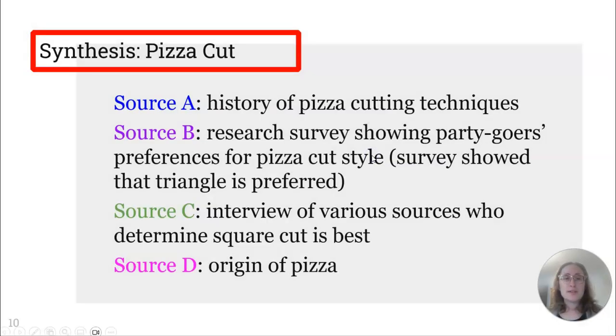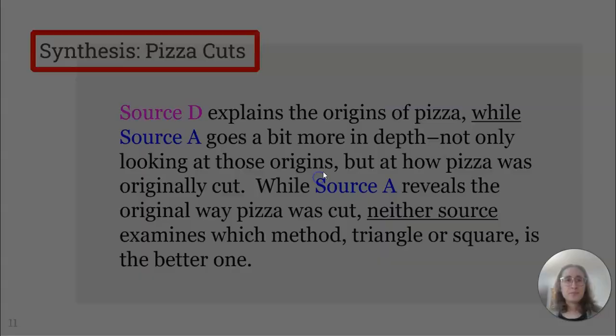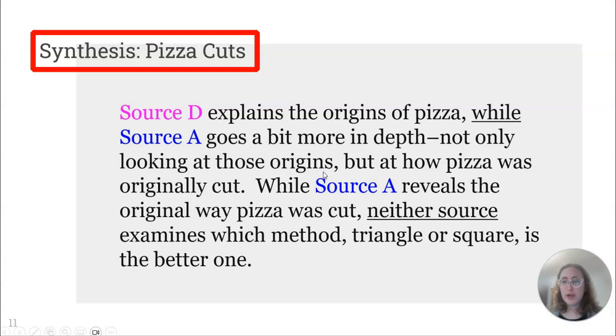And you find 4 sources, and they're all about something different relating to pizza and how to cut it. So maybe you have some about the history of pizza, preference for how to cut them. Maybe there's an interview about preference, and then you have a different source that's just more contextual. It's about the origin of the food. Your job is to find where that overlap is and what it all means. What do these sources mean? So maybe source D talks about the origins, but then source A goes more in depth, looking at the original cut of pizza. So maybe history could lead you somewhere. But then you end up with neither source really examining which method is best.